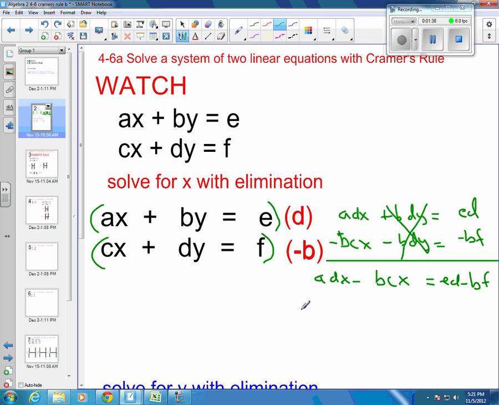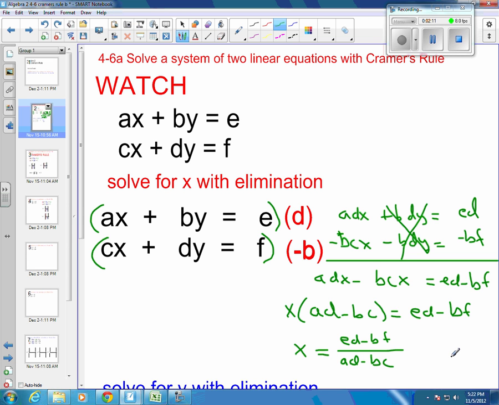I want to get X by itself, and so we are going to use the distributive property. So X is going to be equal to AD minus BC, and that's going to be equal to this ED minus BF. And then when you get X by itself, you're going to divide both sides by the stuff in parentheses. So X is going to be equal to ED minus BF all over AD minus BC.